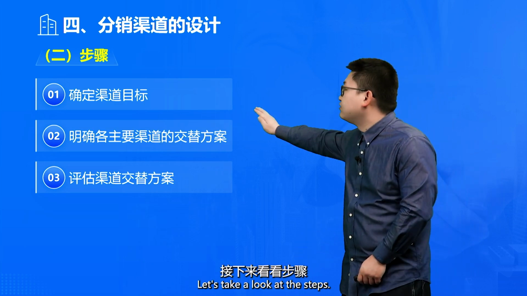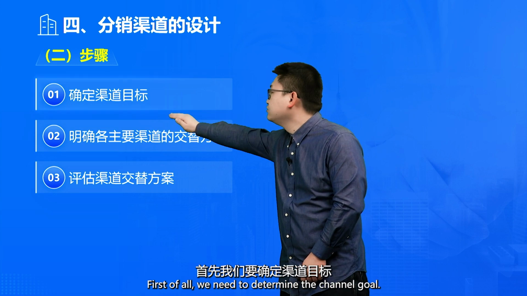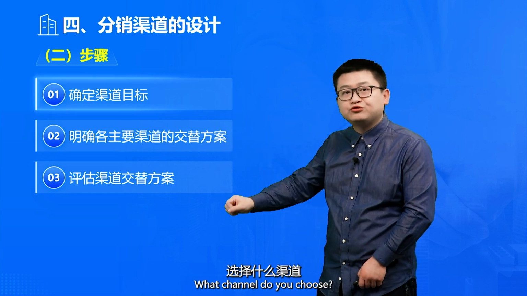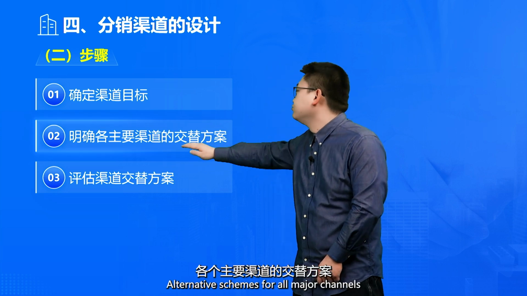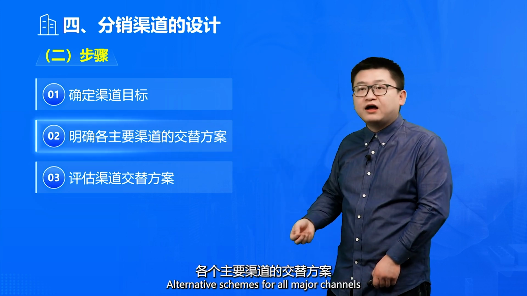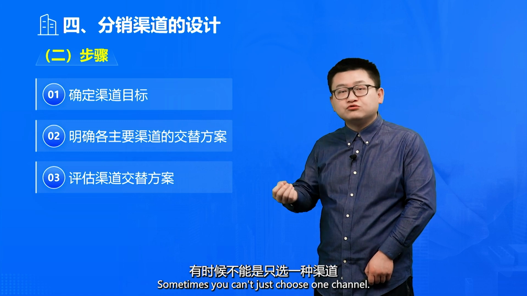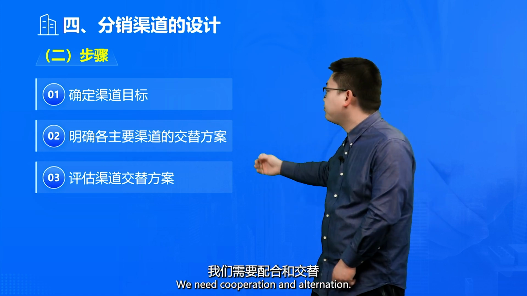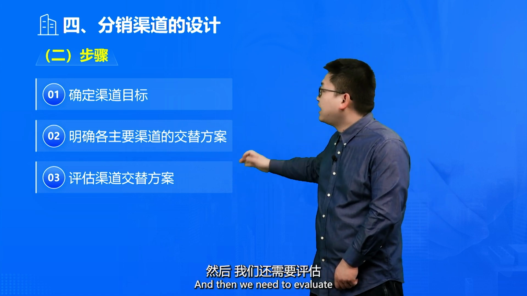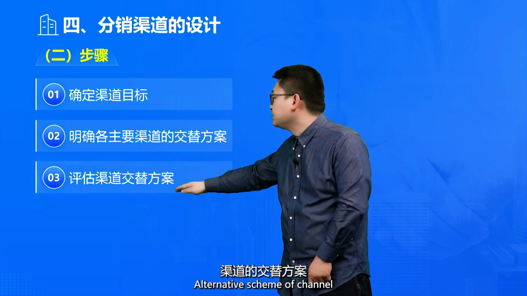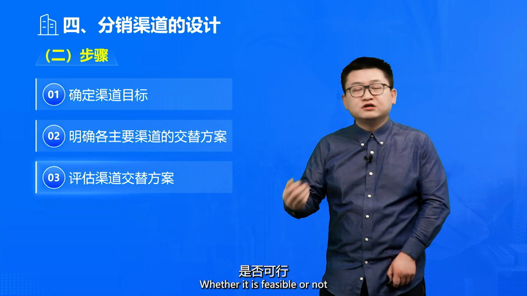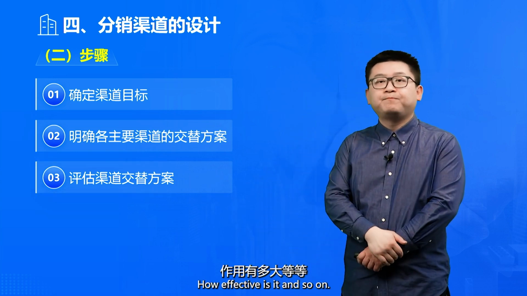Let's take a look at the steps. First of all, we need to determine the channel goal. What channel do you choose? First of all, make sure of that. Then, we need to make clear the alternative schemes for all major channels. Sometimes you can't just choose one channel or one plan. We need cooperation and alternation. And then we need to evaluate the alternative schemes of channels, whether they are feasible, how effective they are, and so on.